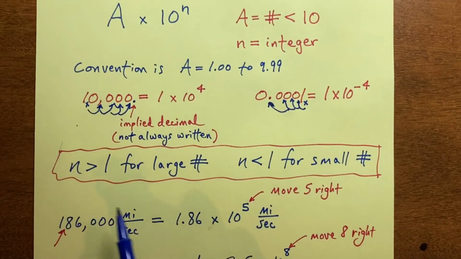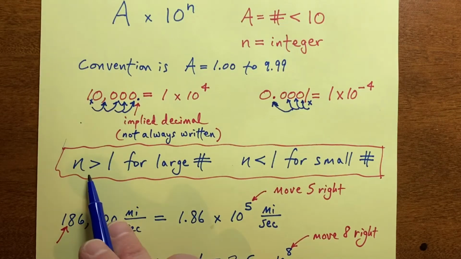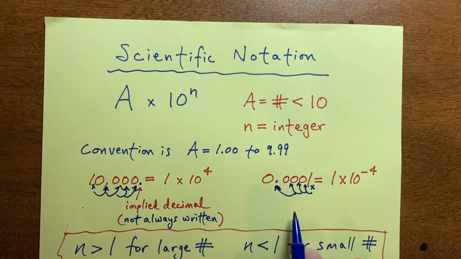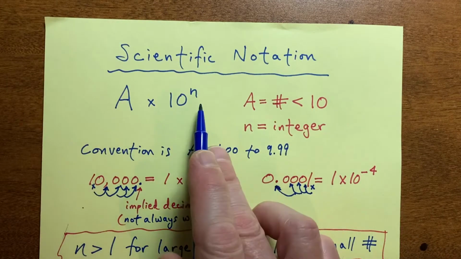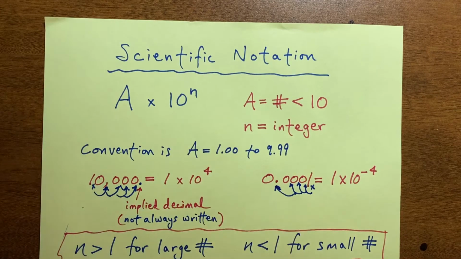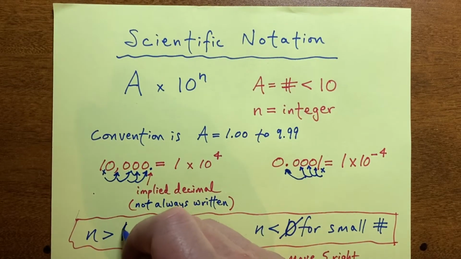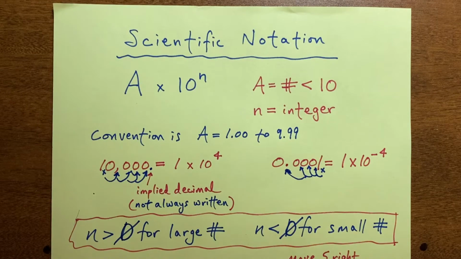So you have to remember that for a really large number, this power of 10 will be a really large number. And for a small number, the power of 10 will be a number less than 0. I should probably say that's a number less than 0. So let me edit that there. That should be less than 0. It's a negative number. And this should be a number greater than 0.